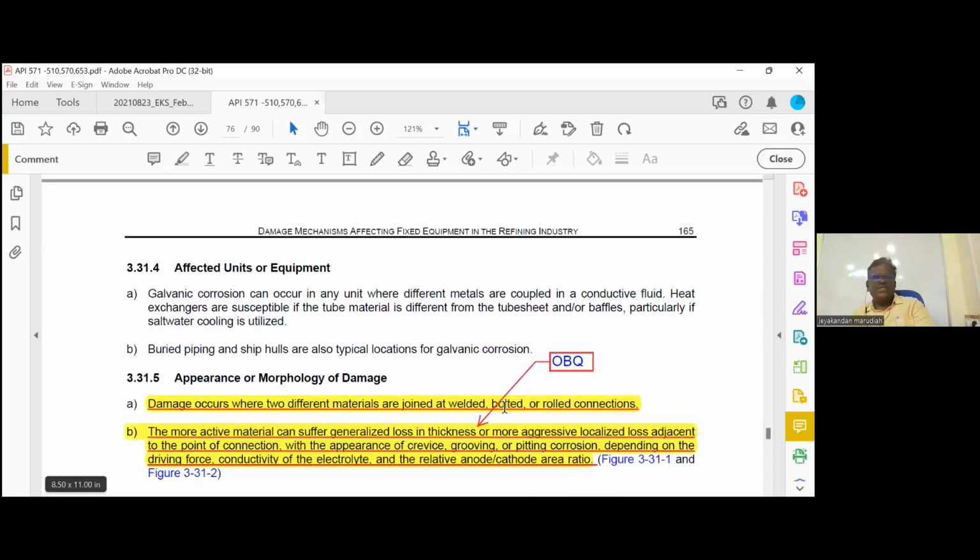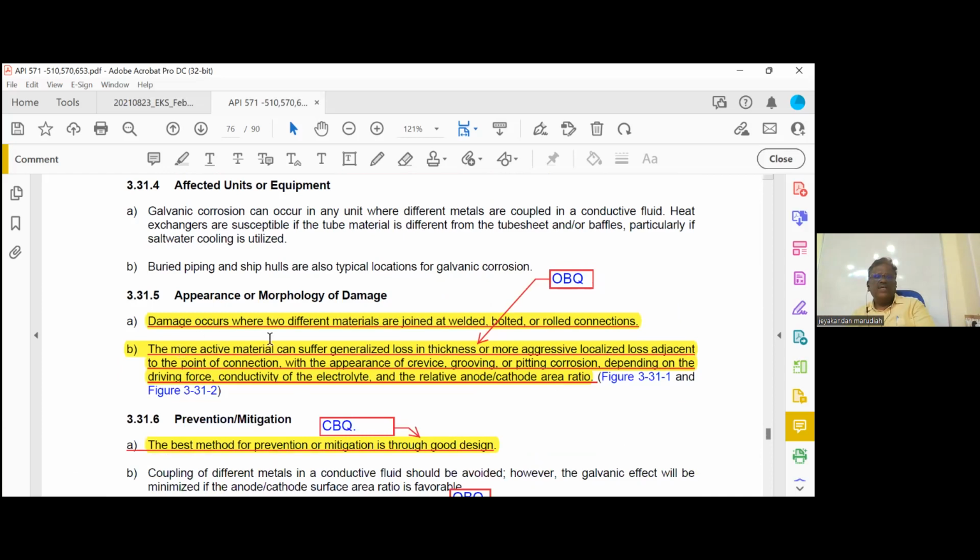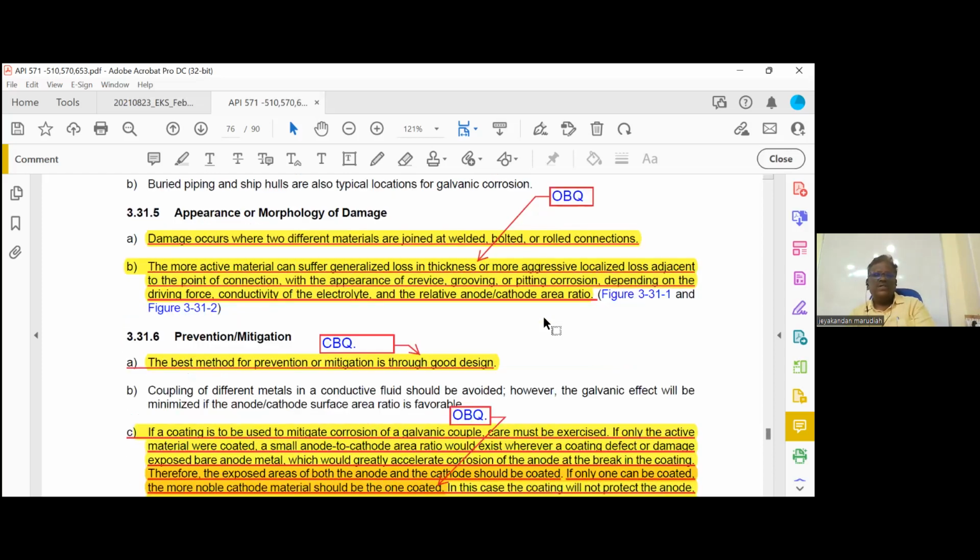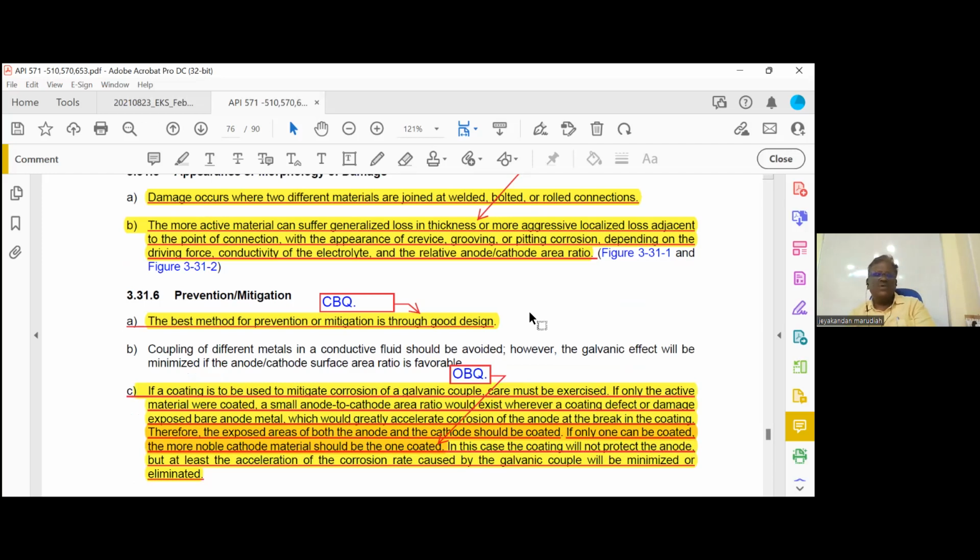Then appearance, next page. Damage occurs where two different metals are joined in a welded, bolted, or rolled connection. That is important. The more active metal can suffer general loss in thickness or more aggressive local loss adjacent to the point of connection. The appearance is crevice, grooving, or pitting corrosion, depending on the driving force, conductivity, and other things. Open book question: how to mitigate, design only.